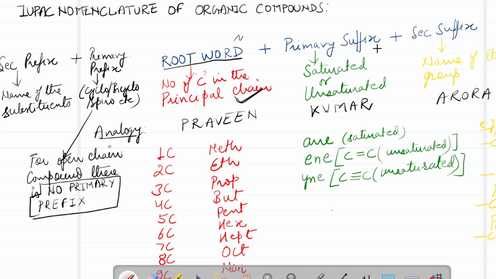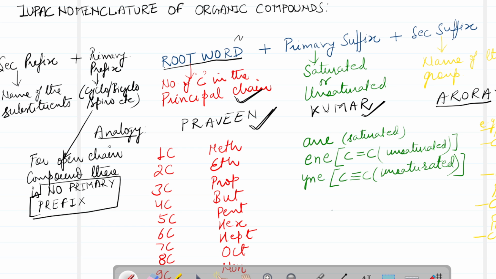Now, I would take an analogy. For example, I am Praveen Kumar Arora. So, the root word is Praveen, right? That would tell about my name. Then is primary suffix. The primary suffix of my name is Kumar. That is indicating that I am male, right? Secondary suffix of my name is Arora. That indicates my caste, that is I am Punjabi, right?